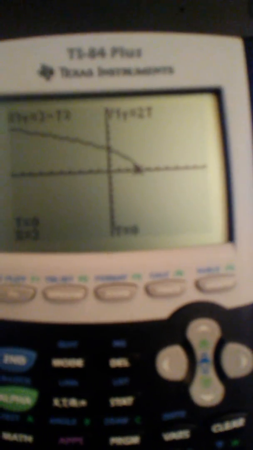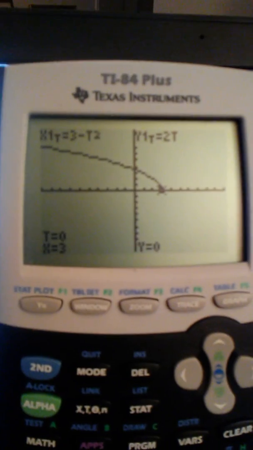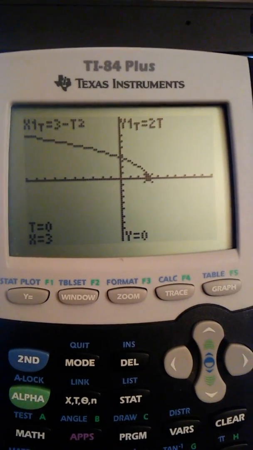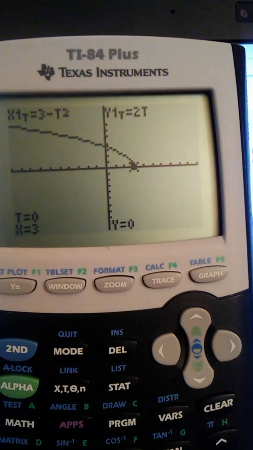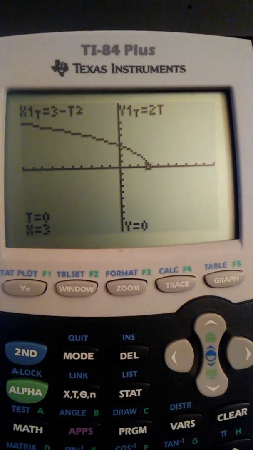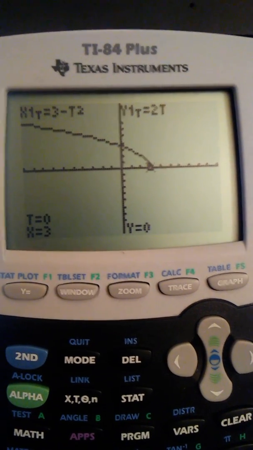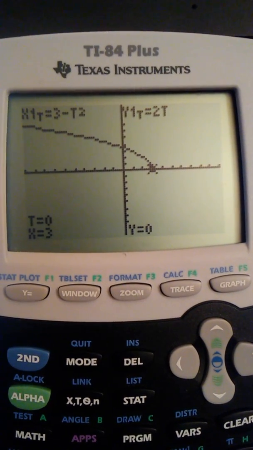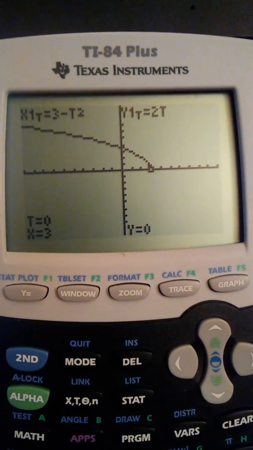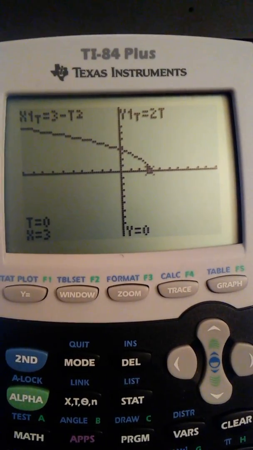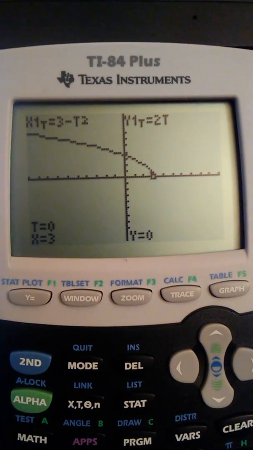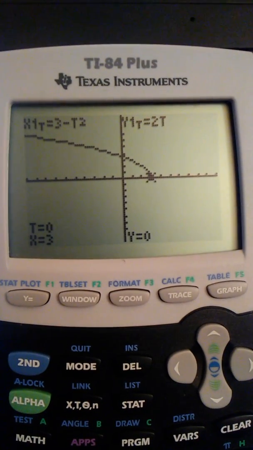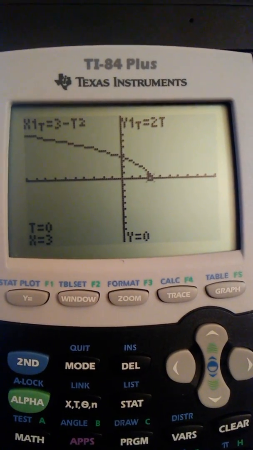Let's get it a little bit clearer. Okay, there we go. So there you go. Now that's what it wanted. It wanted the 0 to 10 for the t in the window, and it wanted those equations. And that is the graph that it wants. So you should be able to do number 8 or 10 real easily that way. But that's the way you set this calculator up to be able to work with parametric equations.